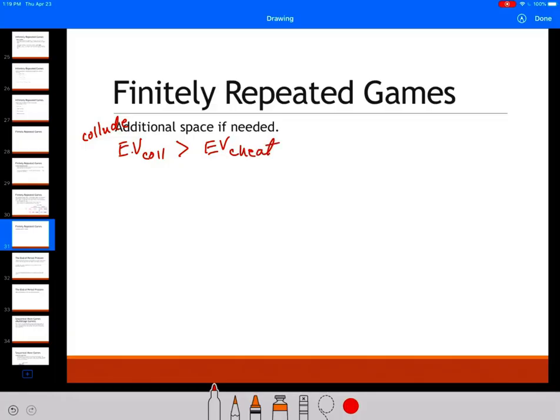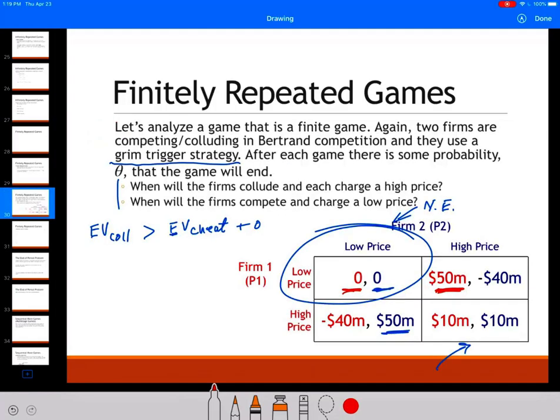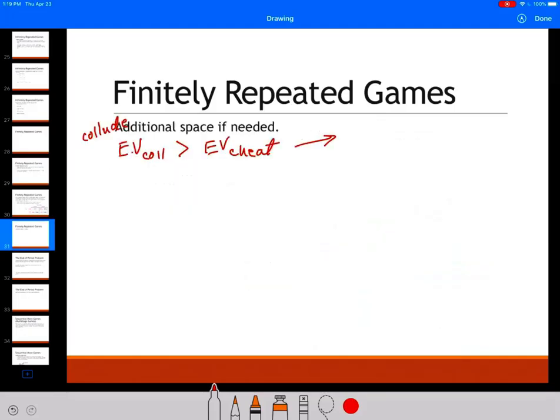The expected value of cheating is pretty easy. Let's flip back to this game. Remember, if a firm cheats once, they get that massive payout, the $50 million payout. And then after that, the other firm says, well, you can't be trusted, I'm going to go back to the Nash equilibrium outcome. So the expected value of cheating is you get 50 million once, and then after that, it's just a sequence of zeros. So you're going to get in total 50 million.